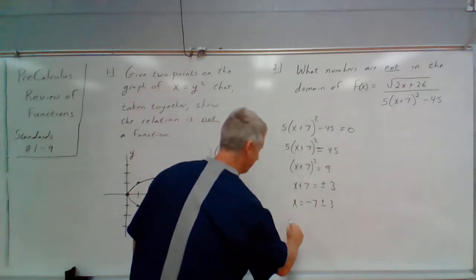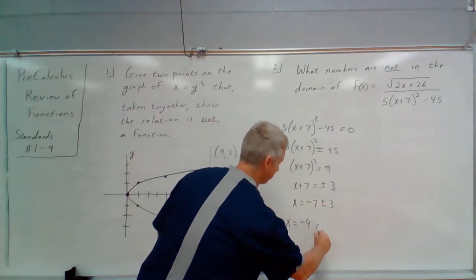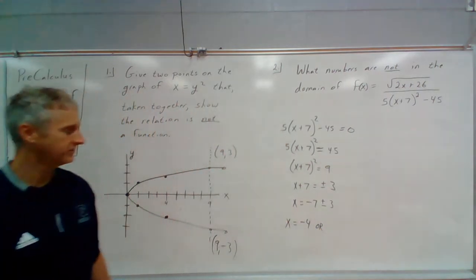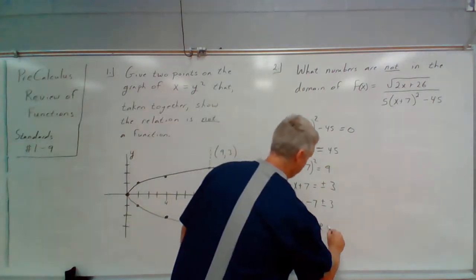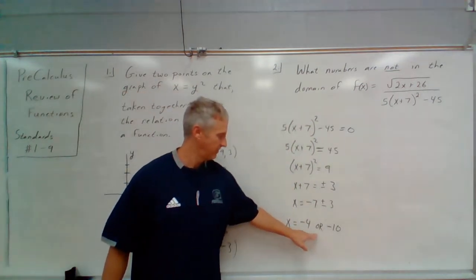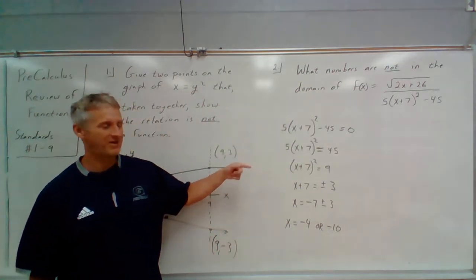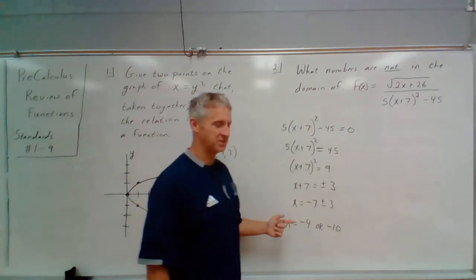So I have x equals negative 7 plus 3 is negative 4. Negative 7 minus 3 is negative 10. So I'm claiming that negative 4 and negative 10 cannot be in the domain of that function. Okay, so let's check what happens.